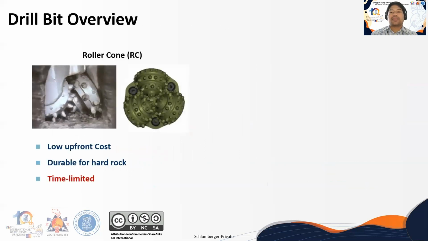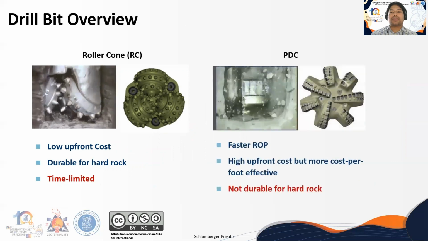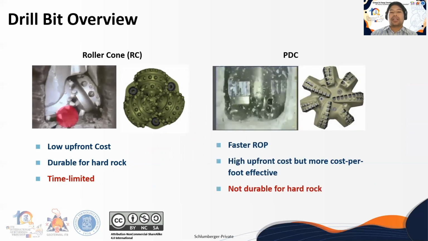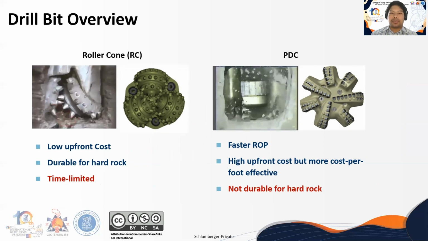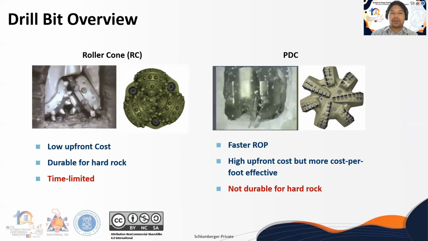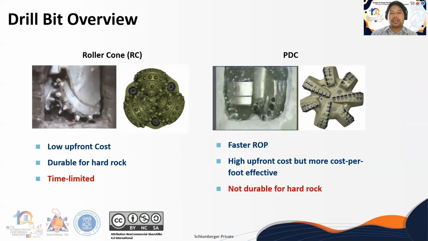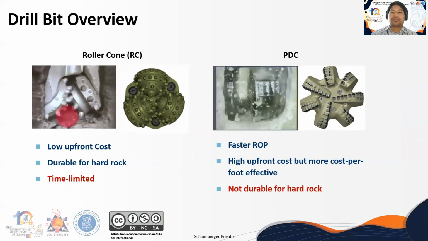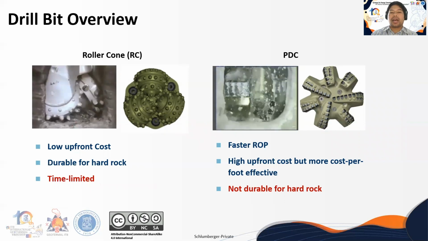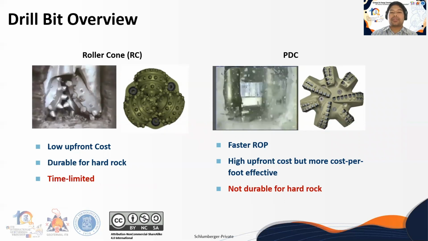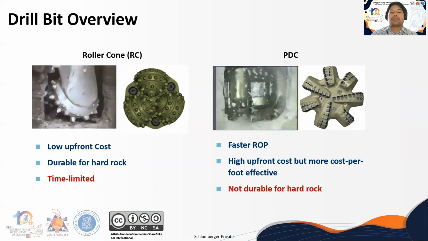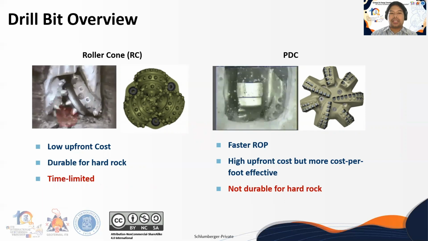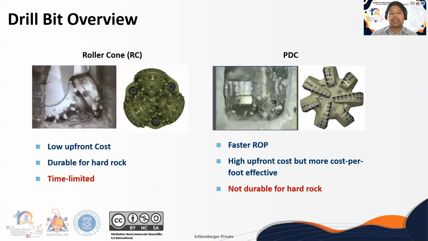The drilling bits are classified into two types, roller cone bit and PDC bit. Both of these have advantages and also disadvantages. The roller cone bit is relatively cheaper than the PDC bit. It is durable for hard rock, but unfortunately, the use of this bit is limited by the number of total revolutions. Whereas the PDC bit has a higher upfront cost, but is more cost per foot effective because it generates higher ROP and has no time limitation. Unfortunately, the conventional PDC is not durable enough to drill hard rock.